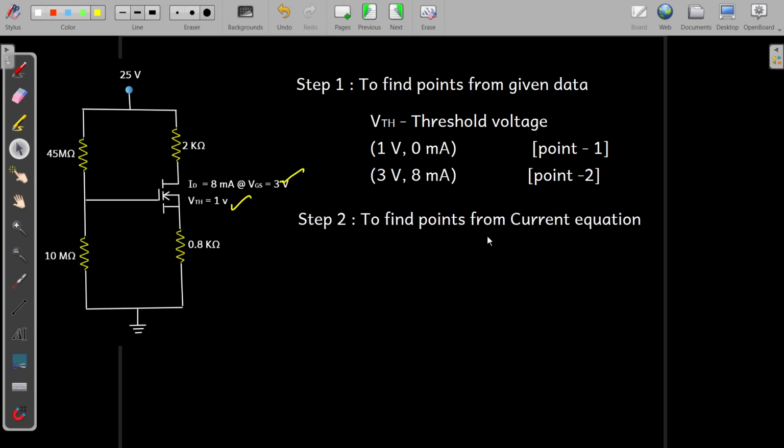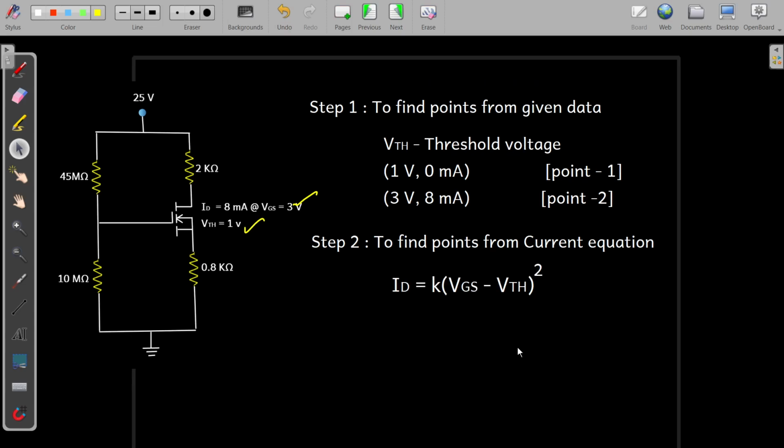Now we move on to step 2. In step 2 we are going to find the points from the current equation. What's the current equation? ID equal to K into VGS minus VTH the whole square, in which we can use this VGS value, VTH value and ID value given in the specification to find out this K. K is a constant that depends on the device parameters. Now substituting the values for ID, VGS and VTH given in the problem itself, we can find out this K parameter.